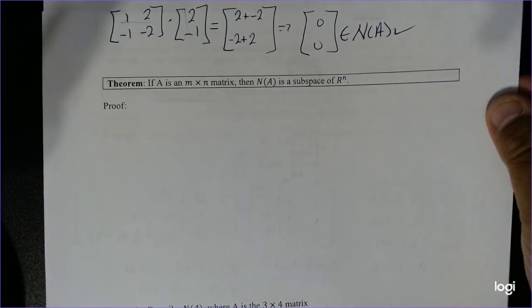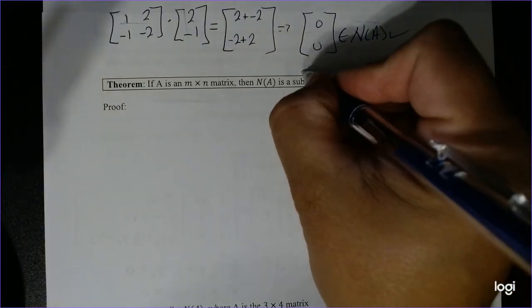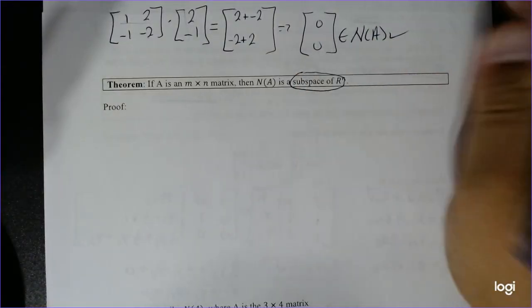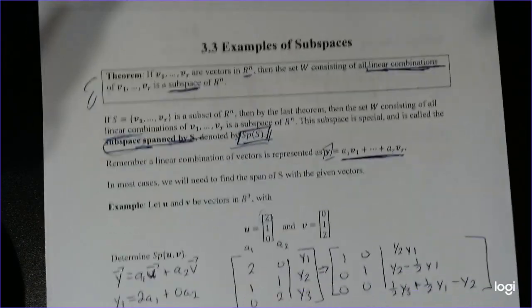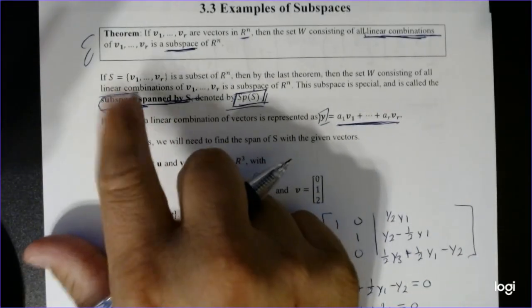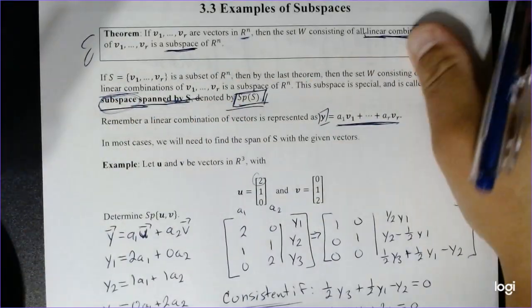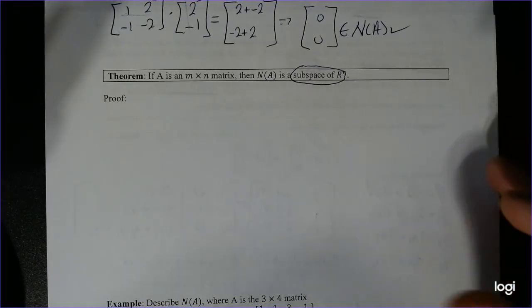Interesting theorem here. If A is an m by n matrix, then the null space or the kernel is a subspace of Rn. So now we start into actually subspaces, right? So here we're already told by this theorem that the span of S is automatically a subspace. Here we just defined what the null space or kernel is, and this theorem says it actually is a subspace. But again, like everything else, we've got to prove it actually does work.